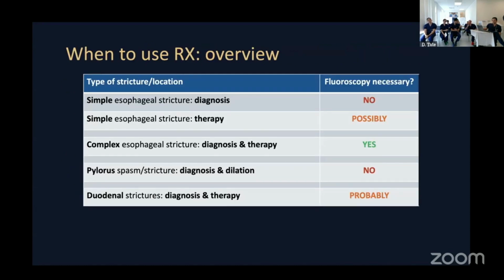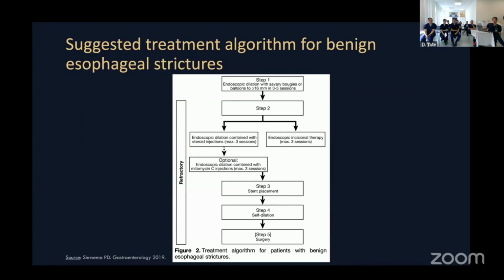This is an overview of when to use it, when not to use it, what we think. There's not a lot of evidence to support this. I think it's what you have in your center and what you're used to using. And then a suggested treatment algorithm that we will go through for the different types of benign esophageal strictures today. Also, this is more eminence-based than it is evidence-based.